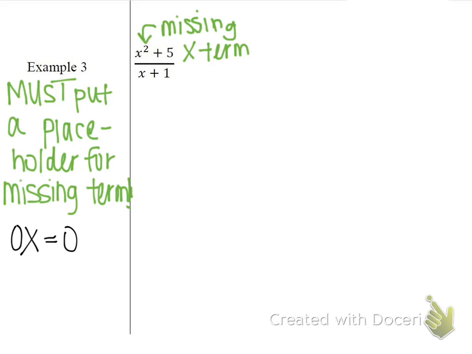And you'll see that when we do this. So let's set this up first. What goes on the outside? X plus 1.